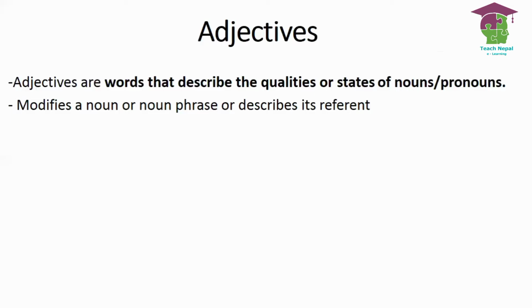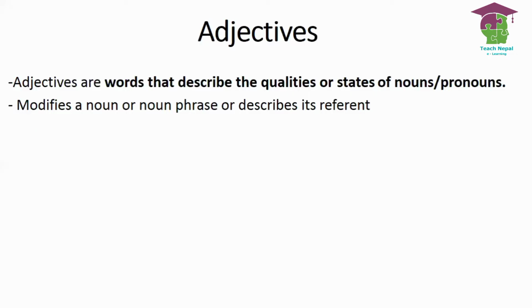So at first, we need to know what is meant by adjective. Adjectives are the words that describe the qualities or states of the nouns or pronouns, right? कुनै नाउनको बारेमा कुनै क्वालिटी देखाउने अथवा नाउनको अथवा प्रोनाउनको अवस्था जनाउने कुरा वर्डहरूलाई we call them adjectives. So the adjective is one of the word classes. It modifies a noun or noun phrase or describes its reference, right? Noun अथवा pronounलाई describe गर्ने काम गर्छ यसले.